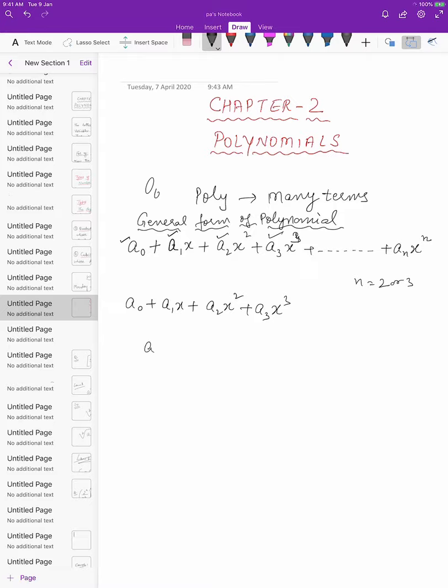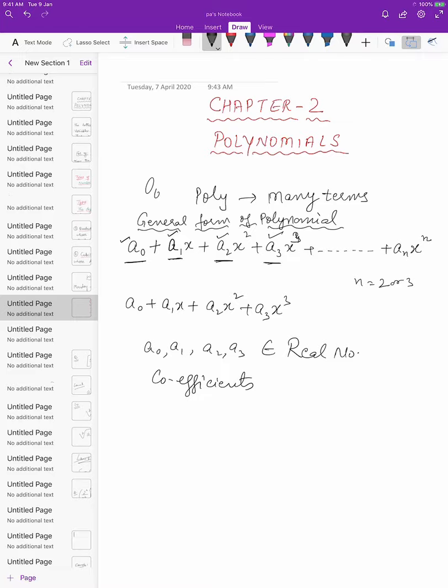What are a0, a1, a2, a3? These are nothing but real numbers, and they are known as the coefficients of various terms. What is the coefficient of the first term? It is a0. Coefficient of the second term is a1. Coefficient of the third term is a2. Next term is a3, and so on. So these are the coefficients.